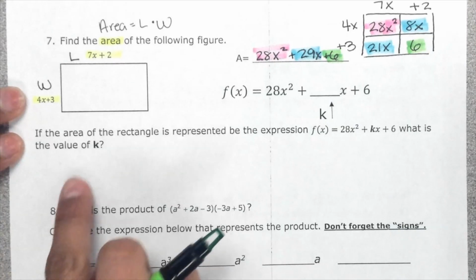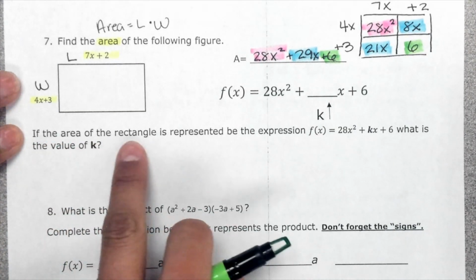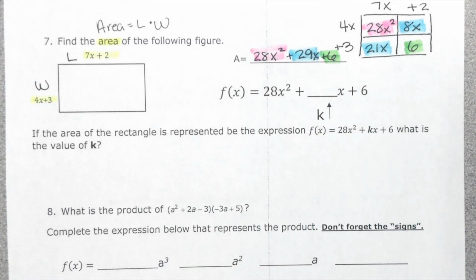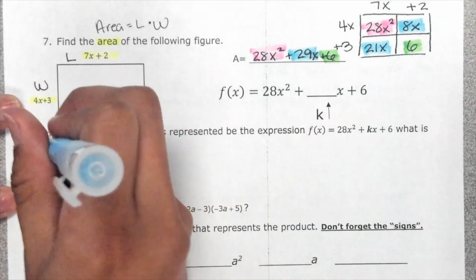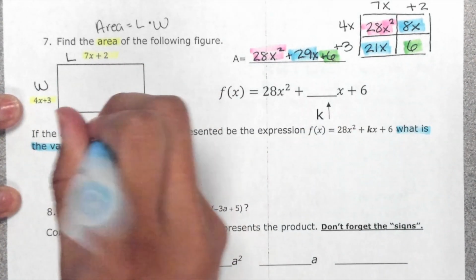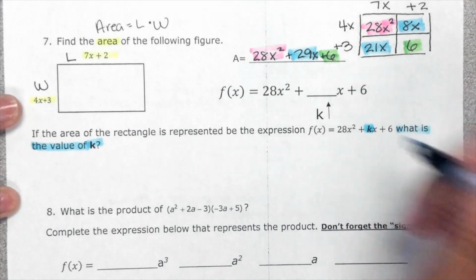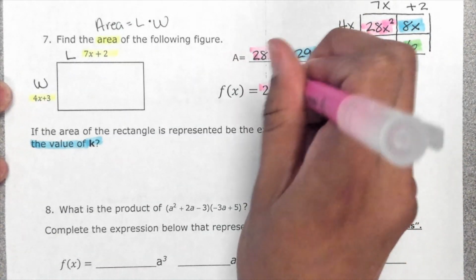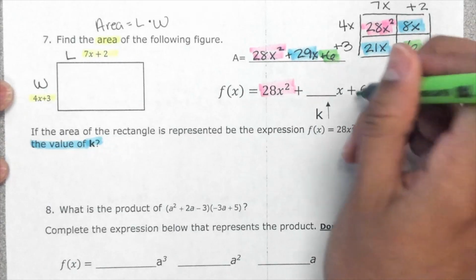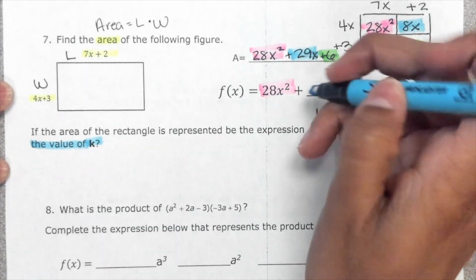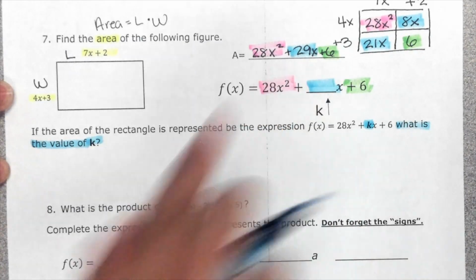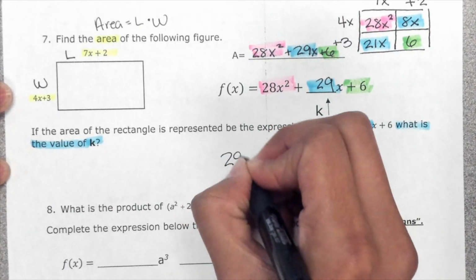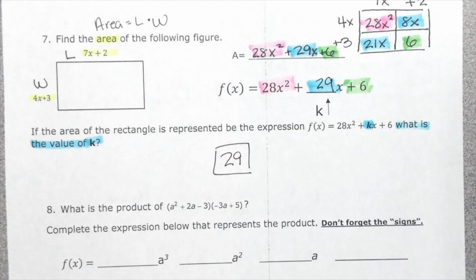Number 7 has a two-part question, so the next part says, if the area of the rectangle is represented by the expression f of x, what is the value of k? So this one is asking for your k value. And our k value is the number next to x. So as you can see, we've already solved for our area. We have the same numbers. I'm just going to highlight those. This middle term is the number next to x, and we already solved for it, so we would say our k value is 29. That would be your final answer for that second part. K is 29.